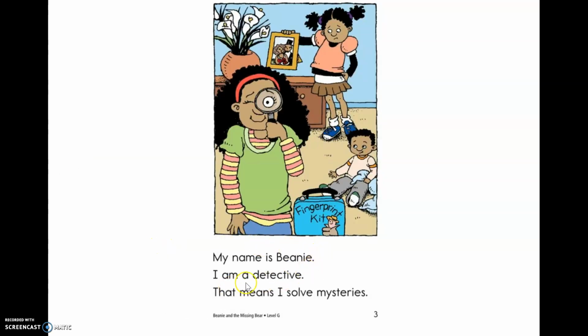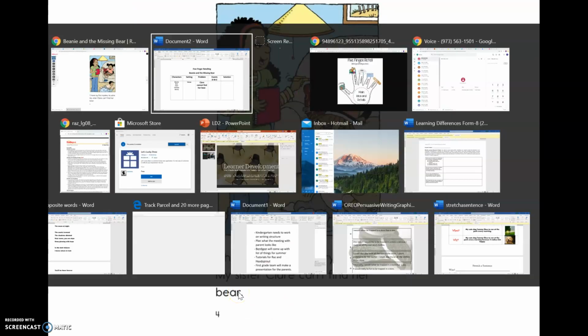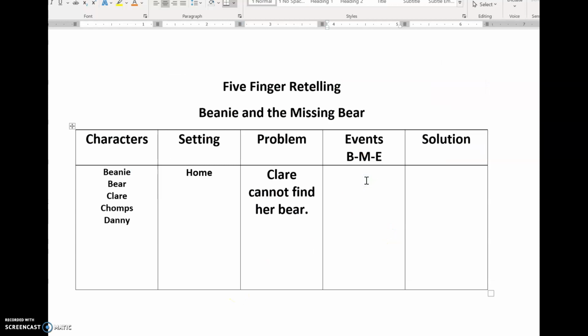My name is Beanie. I'm a detective. That means I solve mysteries, right? I have my first mystery to solve. My sister Claire can't find her bear. So in the beginning of the story, I'm going to write B for beginning. Claire cannot find her bear.